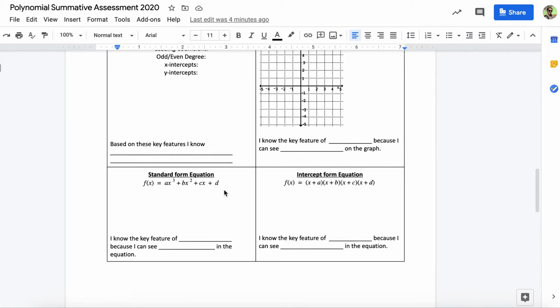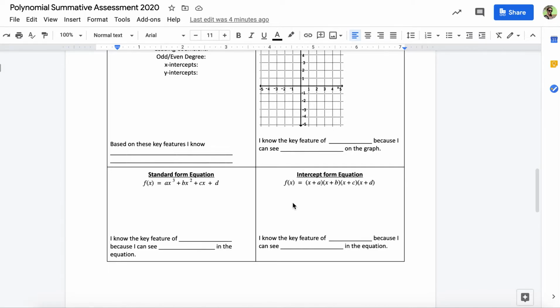Another thing that you need to pay attention to as you're filling out these word prompts, you really want to try and explain different key features in each one. So if you were explaining end behavior when it comes to the graph, then for intercept form, explain a different key feature, and then in standard form, explain a different key feature than that. This way it shows your understanding completely for all of the different aspects of this polynomial assignment.